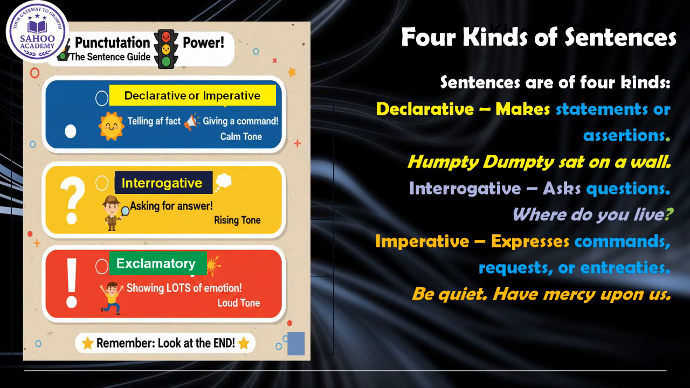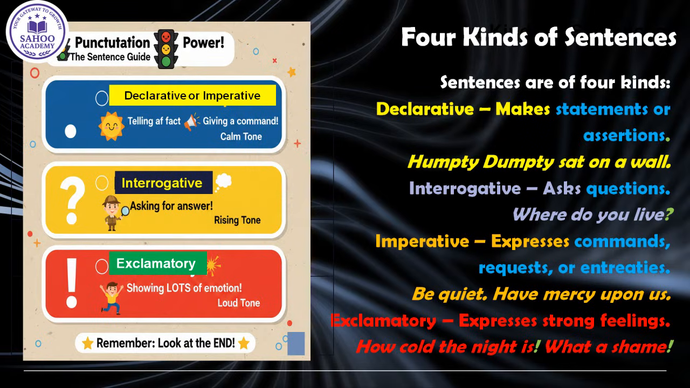Okay. Finally, we have exclamatory sentences. As we know, they are emotional ones. They express strong feelings and emotions like surprise, joy, anger or excitement. And they always end with an exclamation mark. Yes, I have given the exclamation marks in green color and you can find them out. The examples are how cold the night is or what a shame.